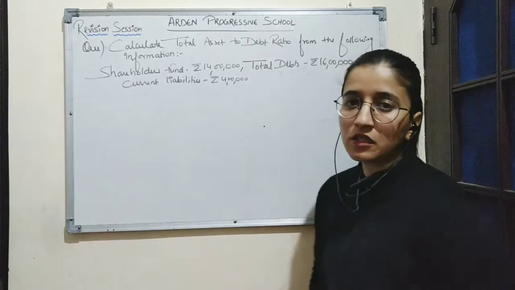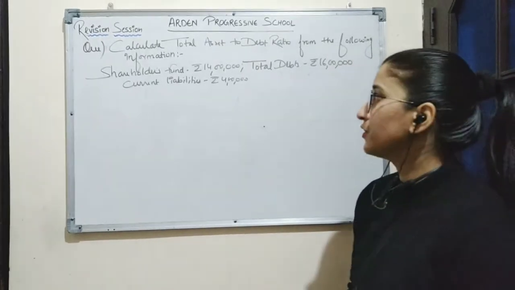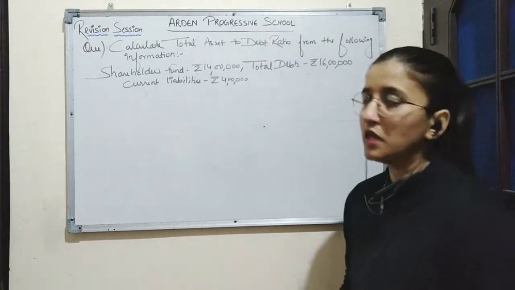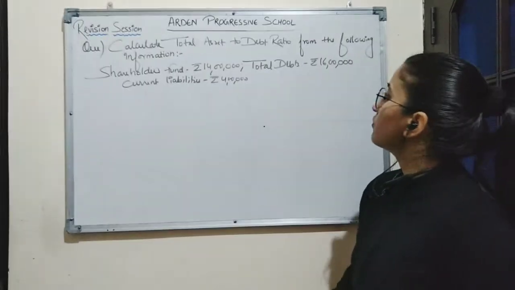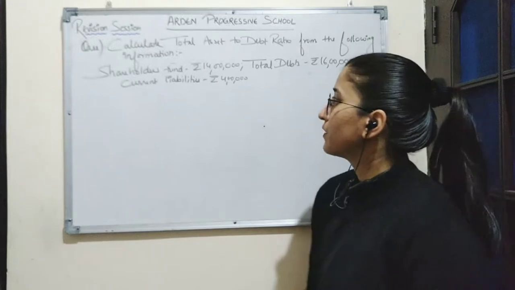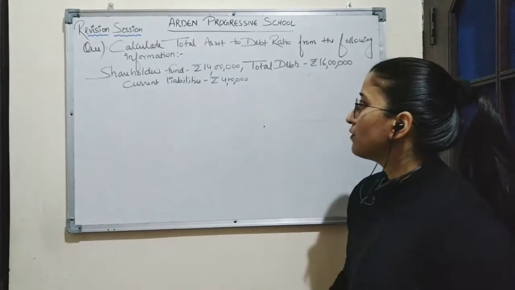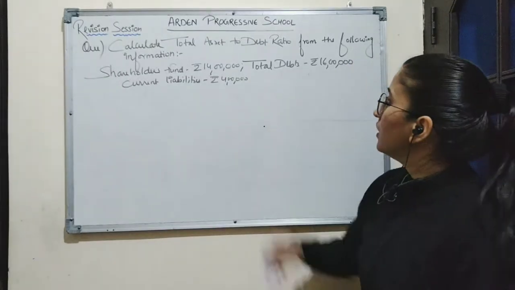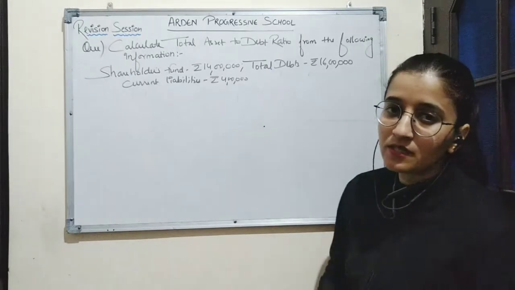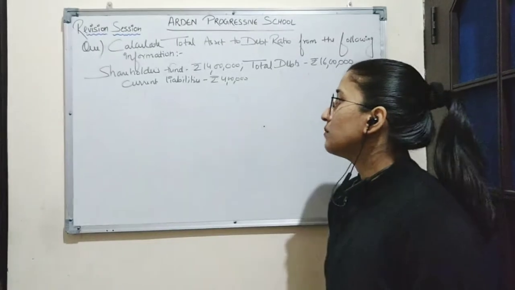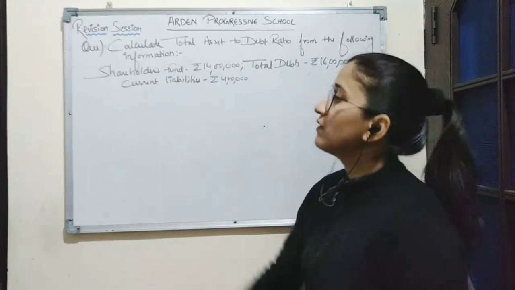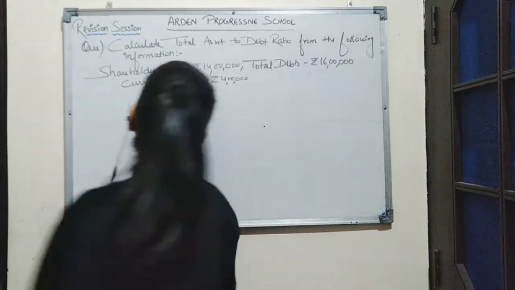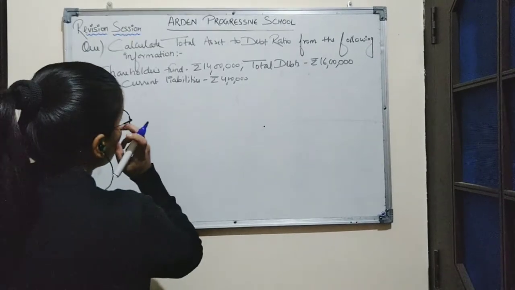Now here is a practical question based on the calculation of total asset to debt ratio. Question is, calculate total asset to debt ratio from the following information. Shareholders fund is given rupees 14 lakh, total debt amounting to rupees 16 lakh, and current liabilities amounting to rupees 4 lakh. So from this given information we have to calculate total asset to debt ratio.